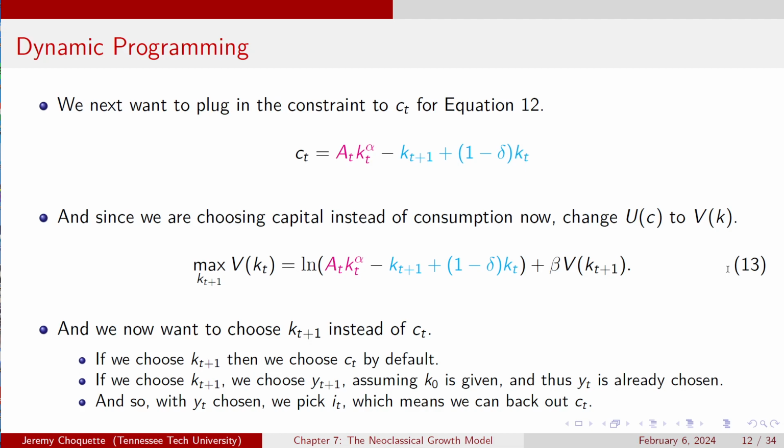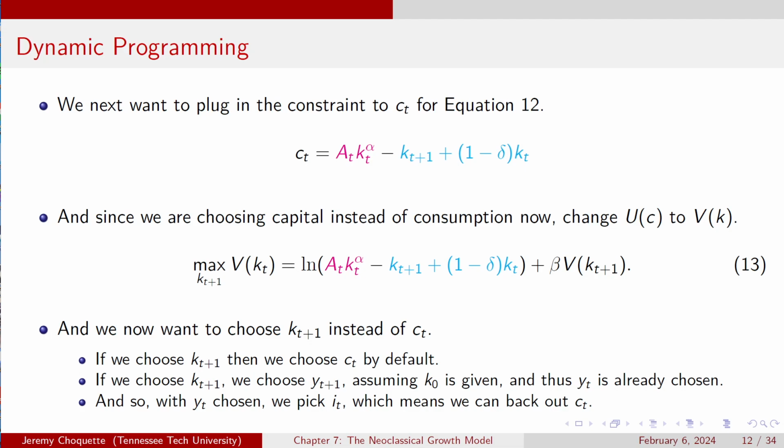What do I want to do now? Well, now I want to choose KT plus 1 instead of CT. Why am I going to choose KT plus 1 instead of choosing CT? Why am I choosing tomorrow's capital instead of today's consumption? Well, here's the cool thing. If we do that, I'm technically choosing consumption by default if I choose capital.